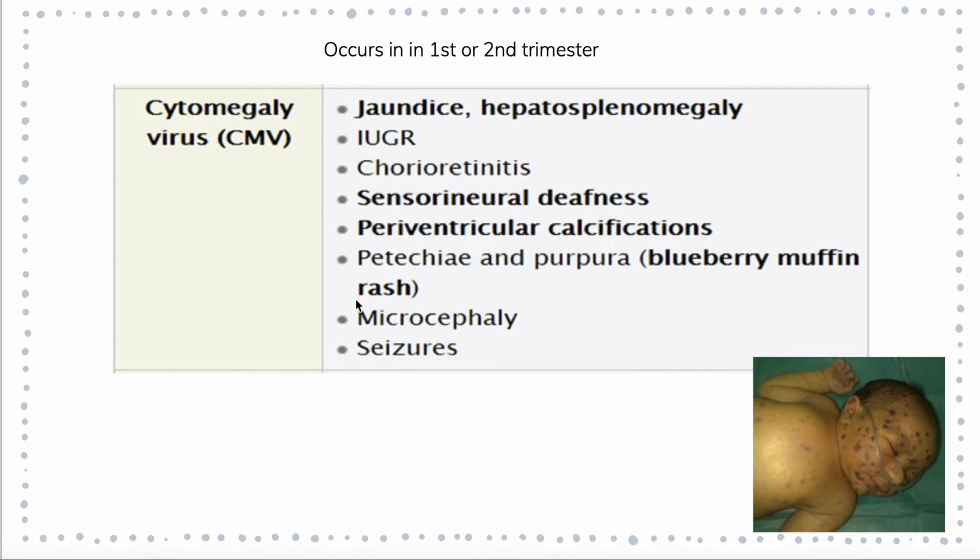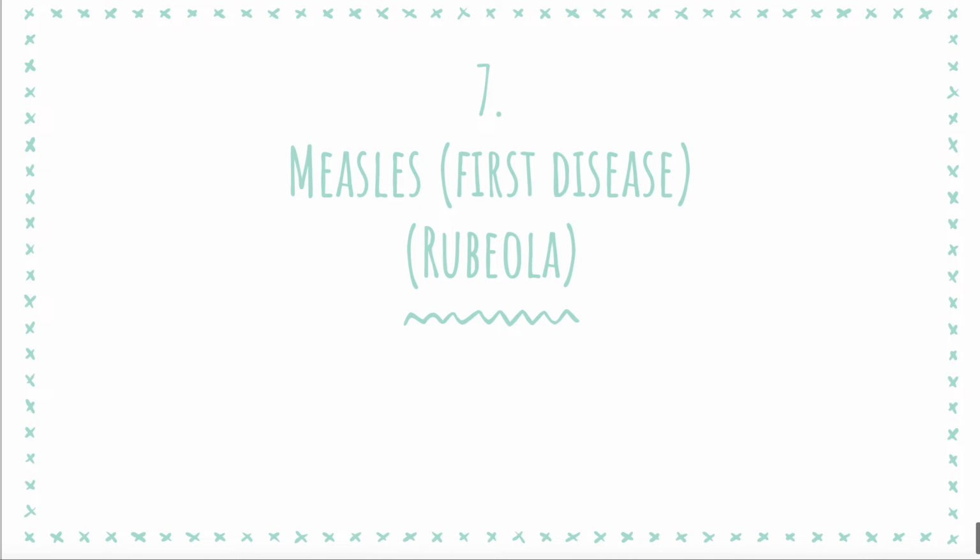I remember a question coming about the manifestation of cytomegalovirus. And again, because it looks similar to Epstein-Barr virus, we need to further investigate to try to differentiate between them. Also, blueberry muffin comes in rubella, which is also a fetal infection, so that's why we need to differentiate between them. Okay, our seventh entity is the measles, also known as first disease or rubeola.